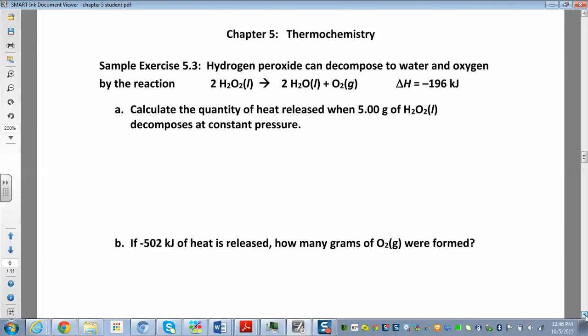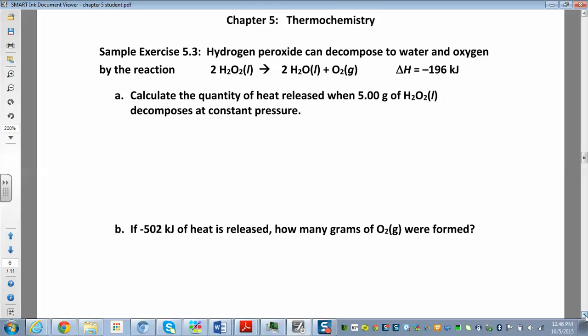Alright, so let's try to do a stoichiometry problem involving enthalpy. Just to interpret this equation for a second, this says 2 moles of hydrogen peroxide are going to decompose into 2 moles of water and 1 mole of oxygen. And that process is going to release negative 196, so negative means it's releasing. This is exothermic. It's releasing 196 kilojoules. So calculate the quantity of heat released when 5 grams of hydrogen peroxide decompose at constant pressure.